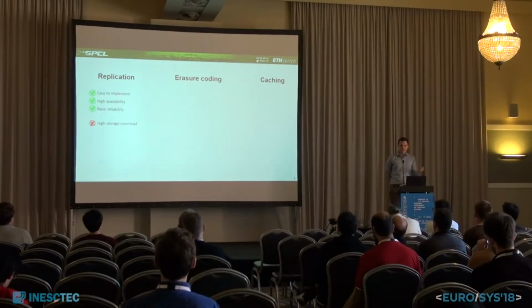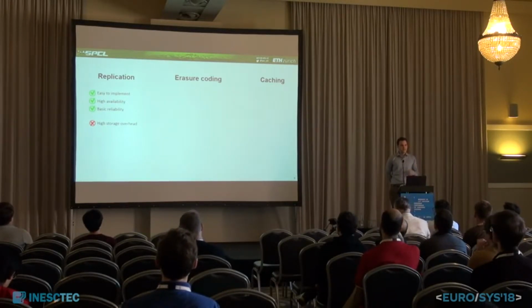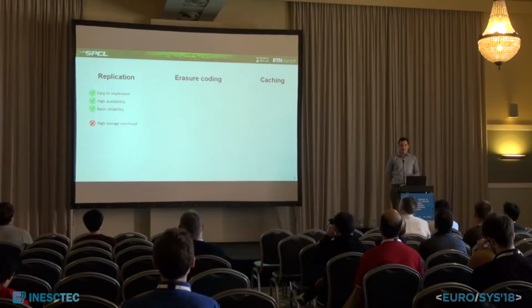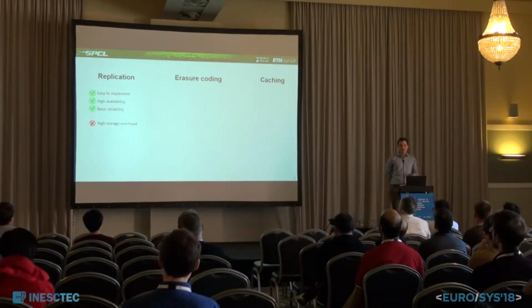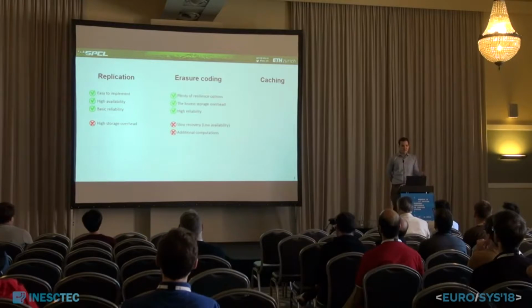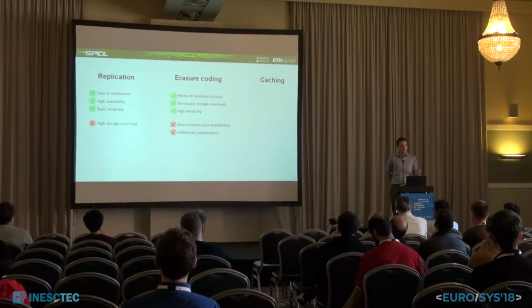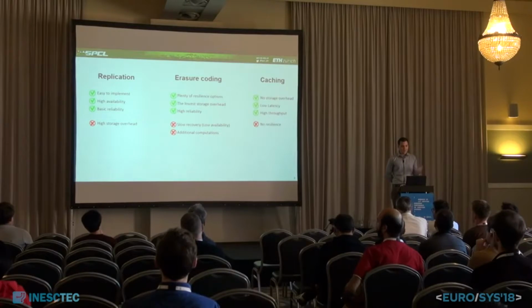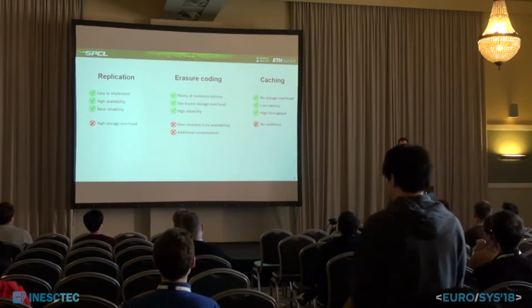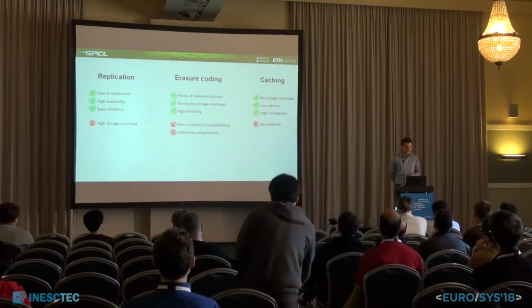So different storage schemes have different advantages and disadvantages. Replication is a simple scheme which provides a decent level of reliability and availability. However, it has really high storage overhead. On the other hand, Reed-Solomon codes provide the lowest possible storage overhead, but involve computation to generate, update, and recover data. And finally, caching is the fastest way to store your data since there is no redundancy. However, it's not fault tolerant.